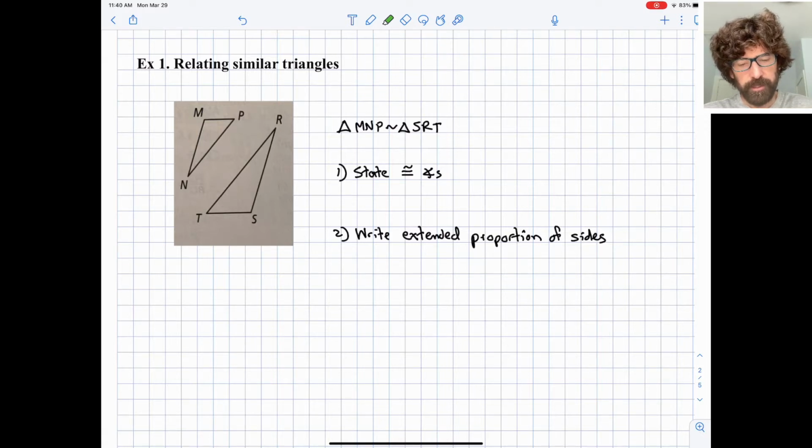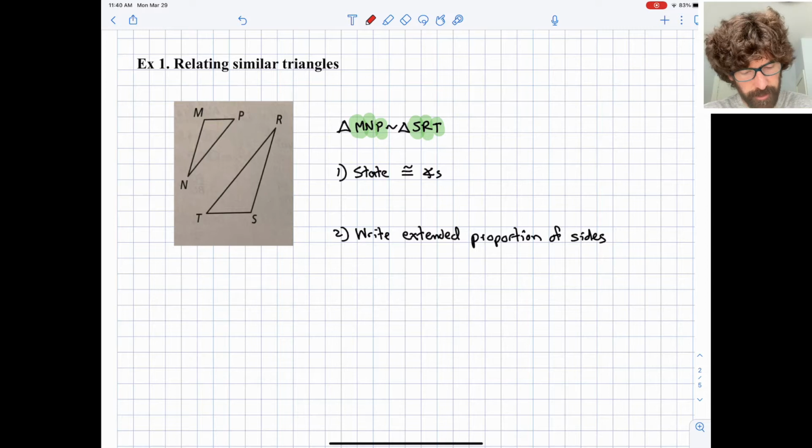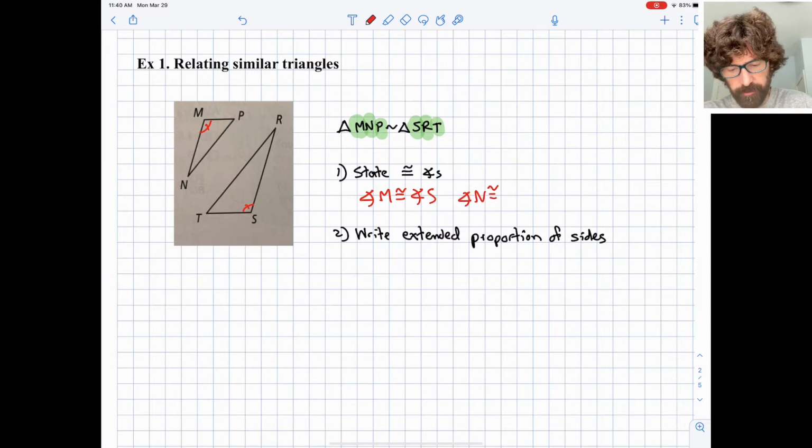Now, the order in which this similarity statement is written matters. This really means that angle M corresponds to angle S, angle N corresponds to angle R, and angle P corresponds to angle T. Okay, so we can do a little labeling here and say that angle M is congruent to angle S, and so that would be these two angles right here. We can say that angle N is congruent to angle R, so these two angles right here. And lastly, we can say that angle P is congruent to angle T.